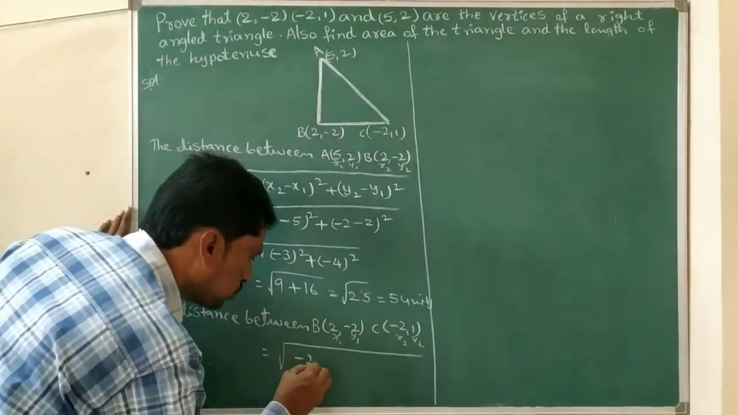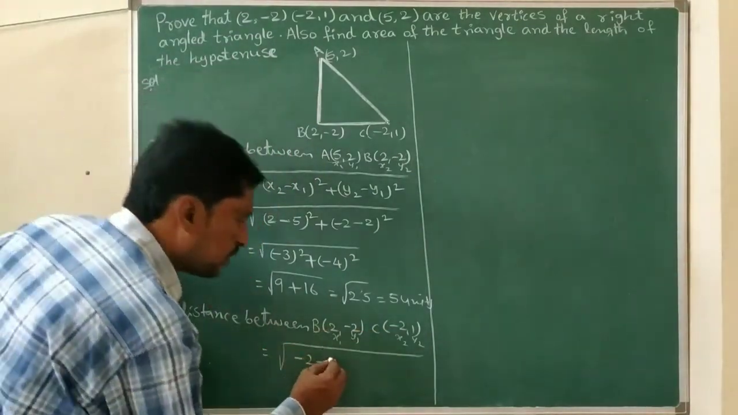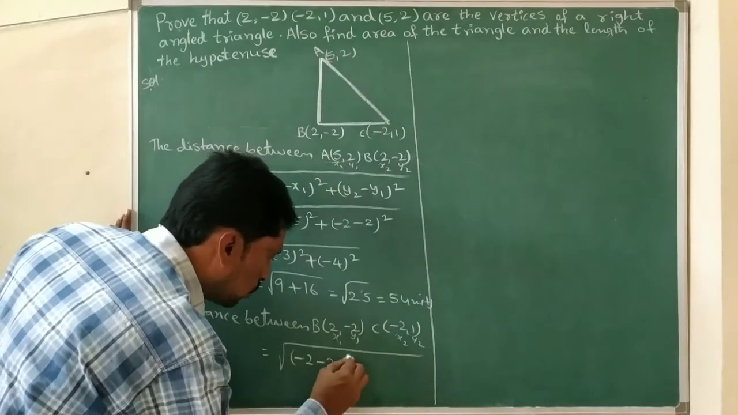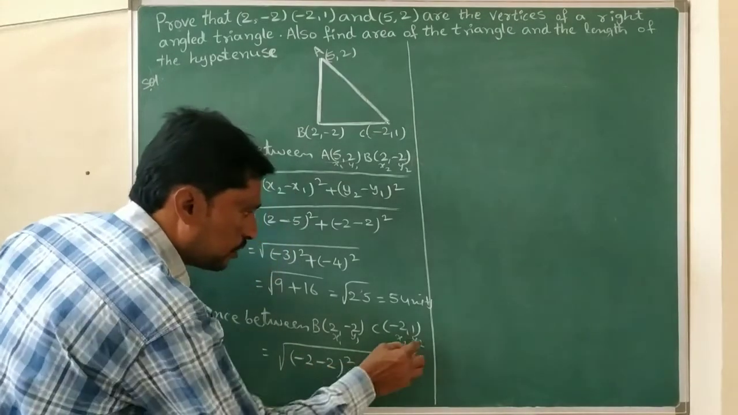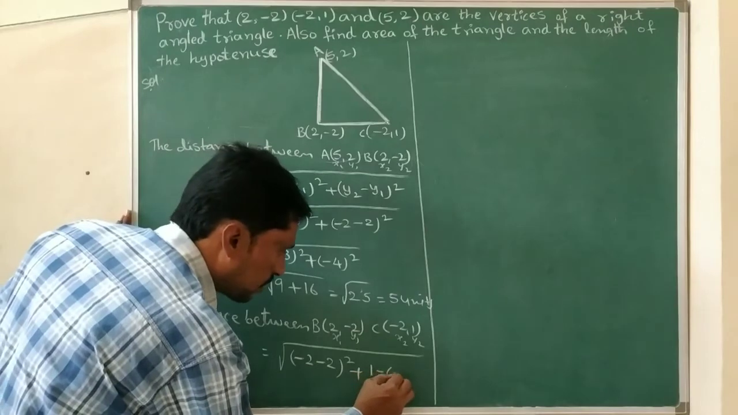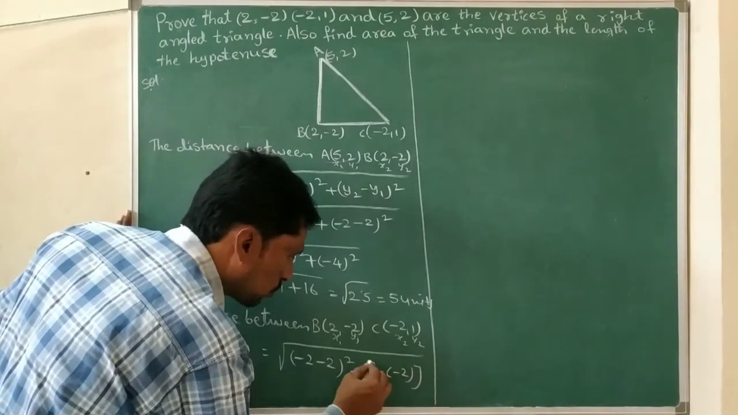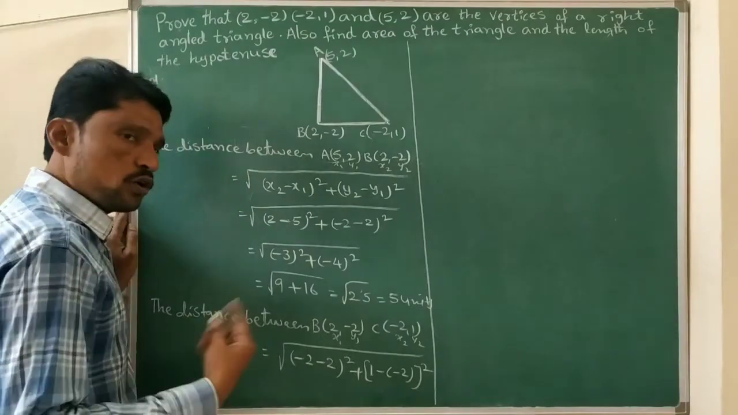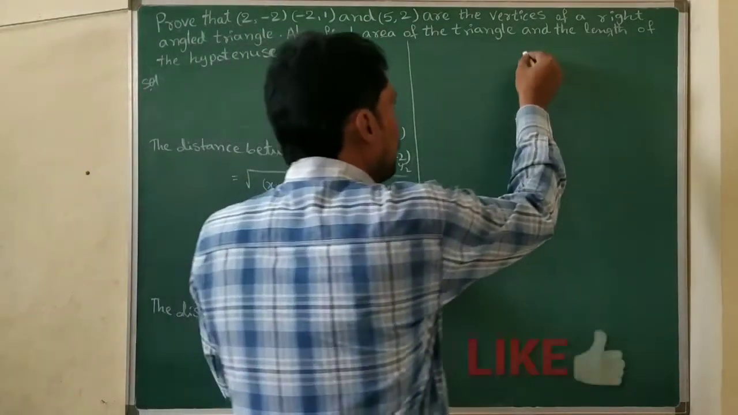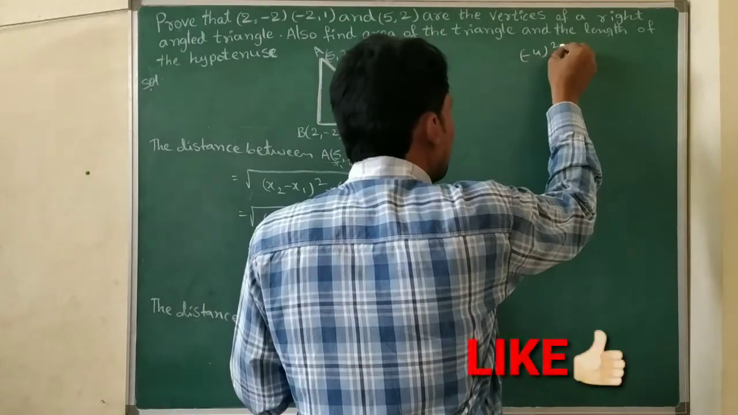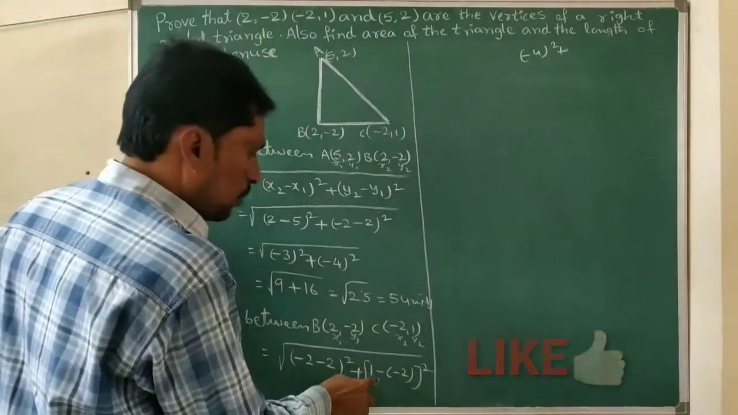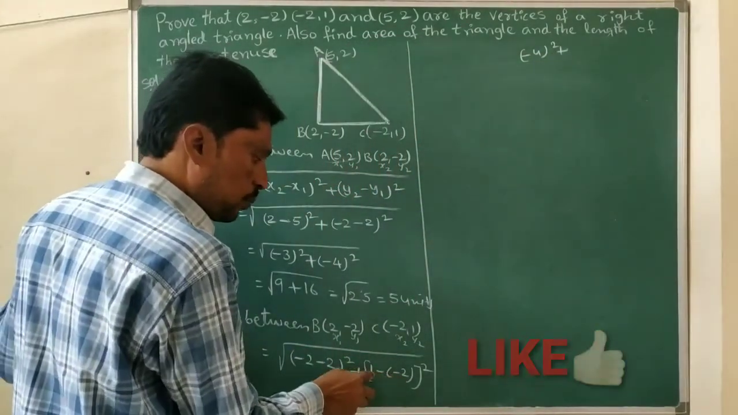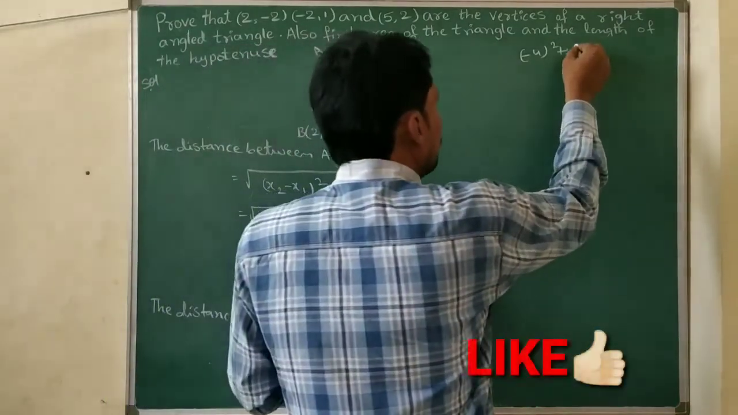x2 means -2 minus x1 value 2 whole square plus y2 value 1 minus of minus 2 whole square. That equals here -2, both are minus, you can add it, (-4) whole square plus minus into minus plus, 2 plus 1 is 3 whole square.